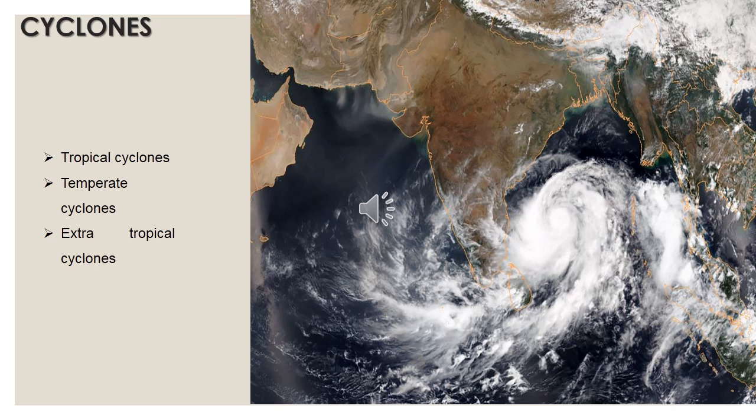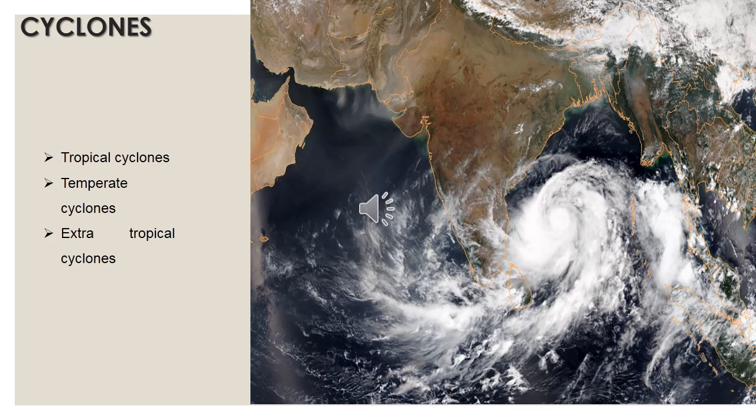So cyclones are the centers of low pressure where wind from the surrounding high pressure area converges towards the center in a spiral form. Due to the rotation of the earth, the cyclonic wind in the northern hemisphere moves in anti-clockwise direction, while in the southern hemisphere it moves in clockwise direction. In which hemisphere is India located? Northern hemisphere. So naturally, in India the movement of cyclones is anti-clockwise.